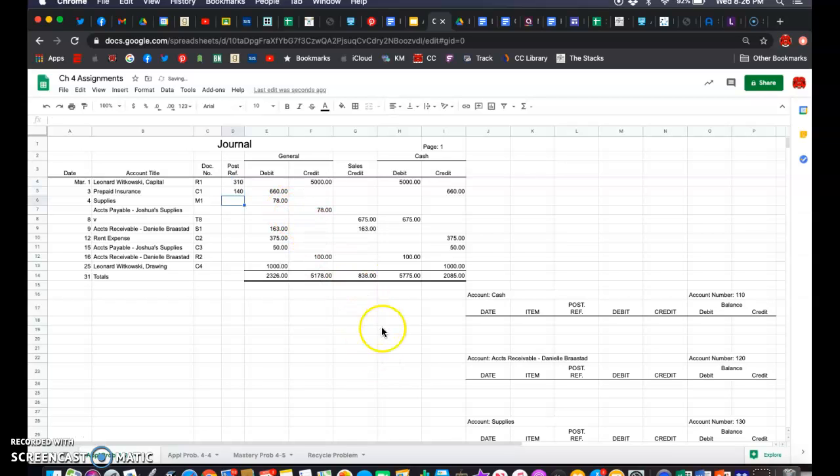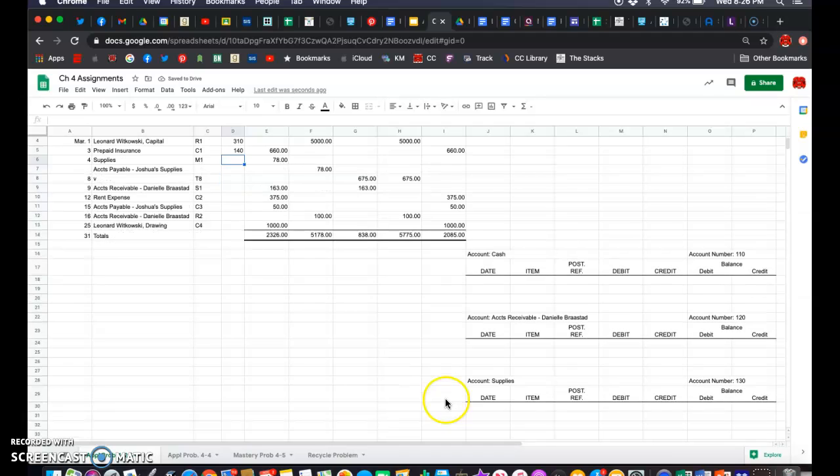Okay, so the next one is supplies for $78, so I can just come right down here, March 4th. And again, I'm going to go straight to the transaction, and it was a $78 debit. And again, 78 plus 0 is 78. All right, so that's that. It's 130, so I'm going to come back up here and do 130.